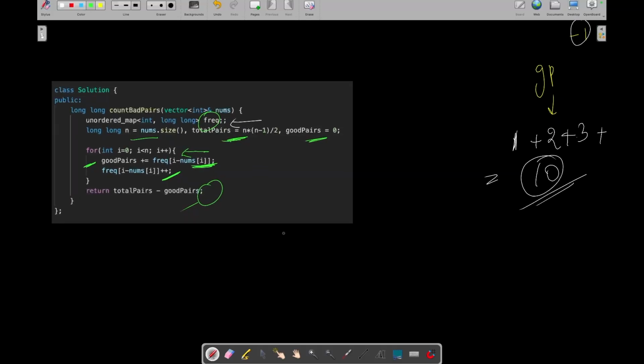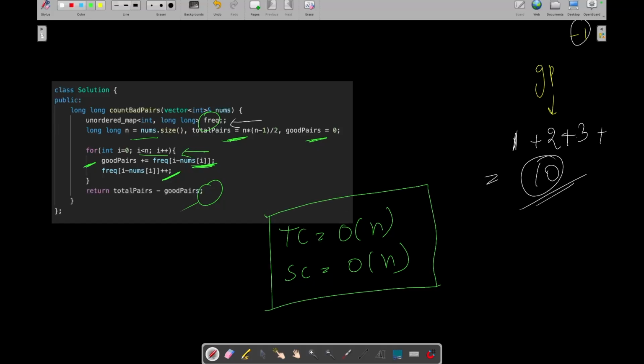Okay, so its time complexity will be big O of n as we are doing a single iteration, and its space complexity will also be big O of n as we have created this map, which can store up to n numbers. So the time and space complexity will both be n.